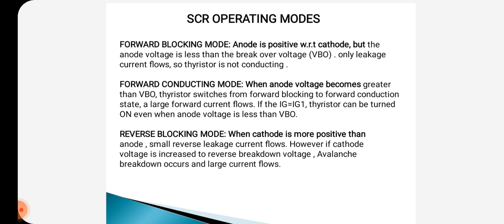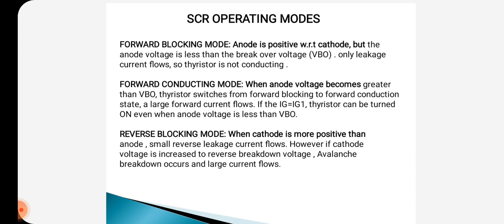So the anode is positive with respect to the cathode, but the anode voltage is less than the breakover voltage, that is VBO. Only leakage current flows, so the thyristor is not conducting.